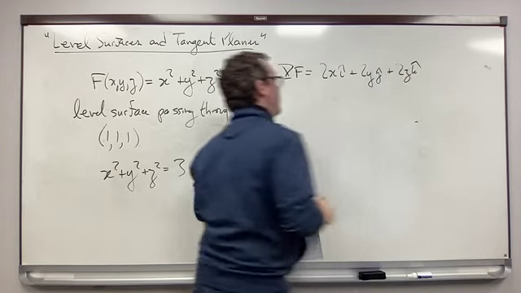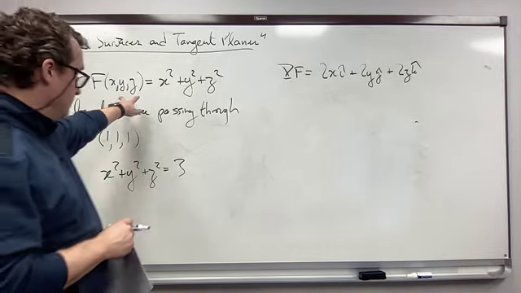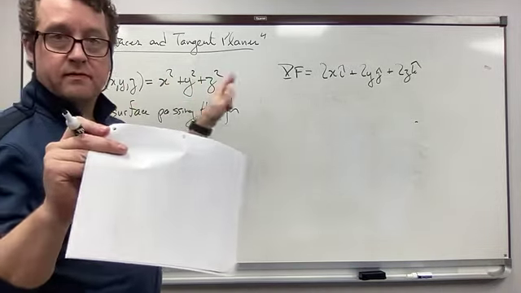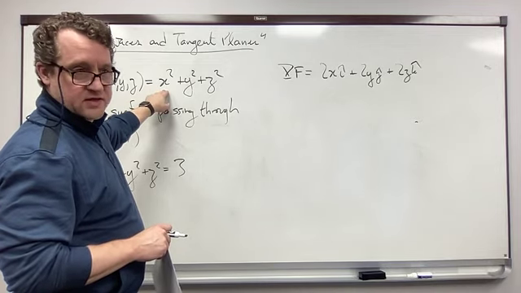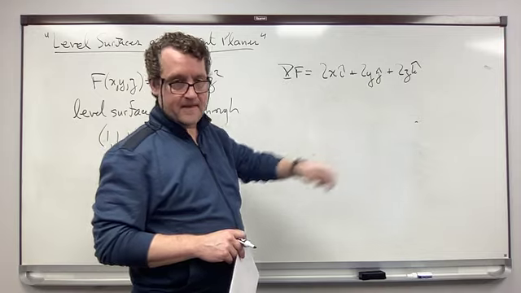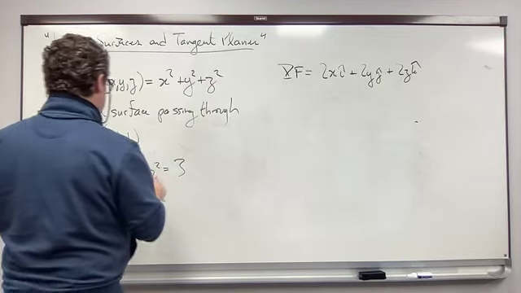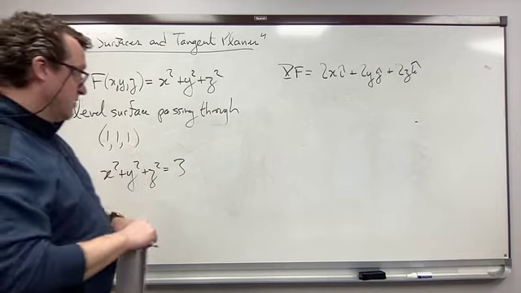That is the gradient of this function at all points. This function is defined for all of R3, any coordinate x, y, z. This is the gradient at any coordinate x, y, z. What we want now is the gradient at this point, because this is the point we care about. This point defines this level surface.